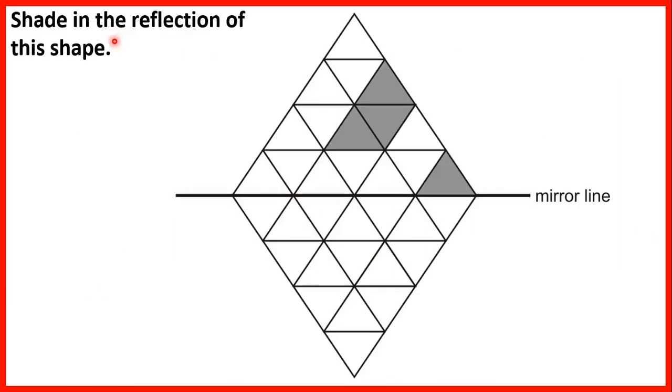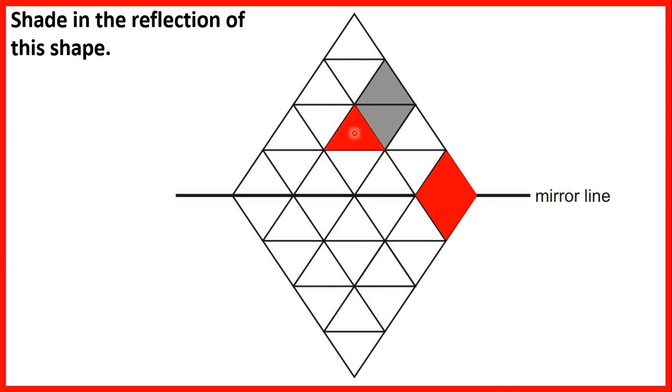Shade in the reflection of this shape. So to answer this question, what we need to do is count triangles from the mirror line. So here we can see that the triangle shaded is just above the mirror line, so we need to shade in the triangle just below.